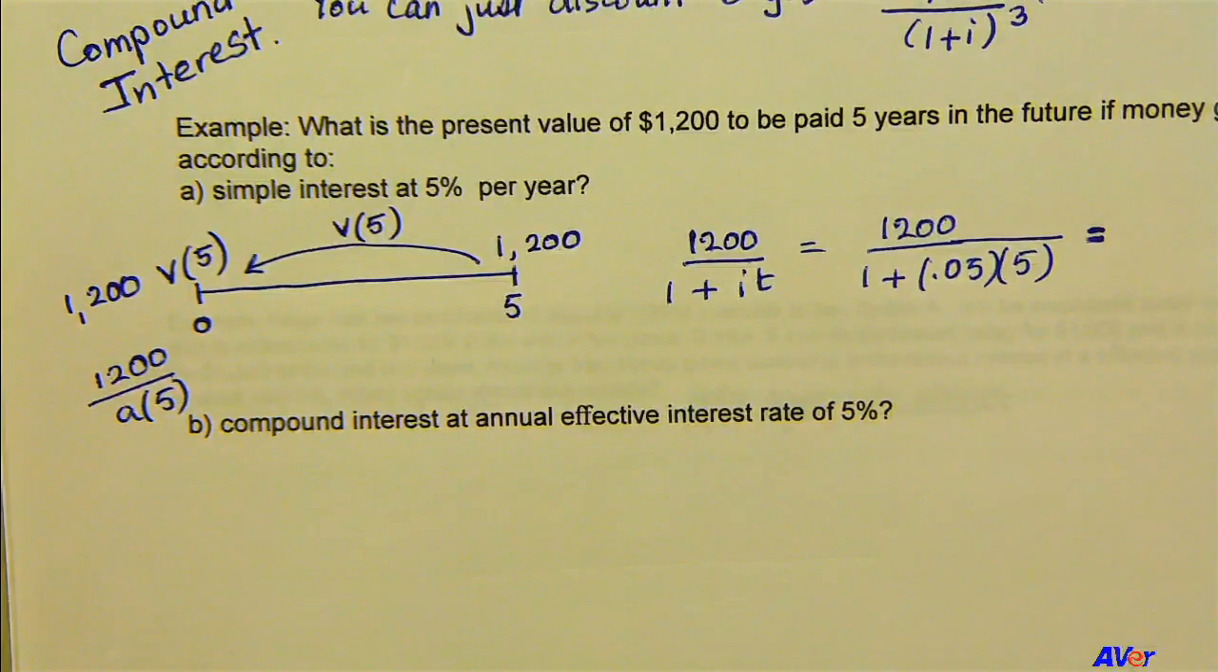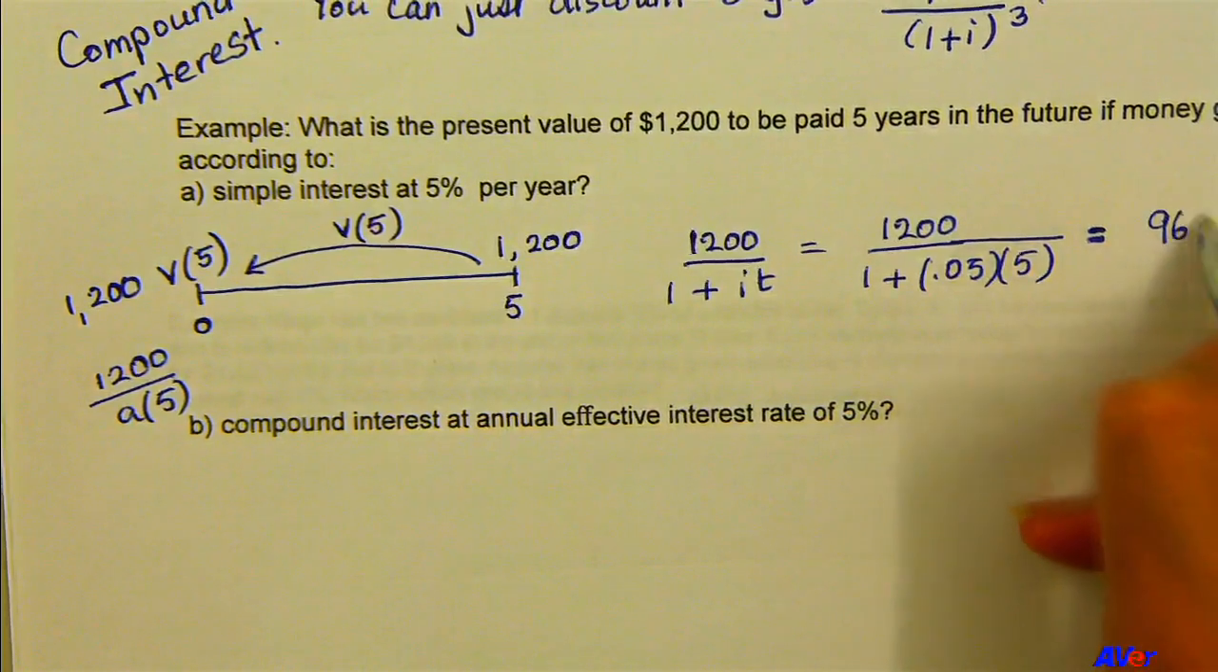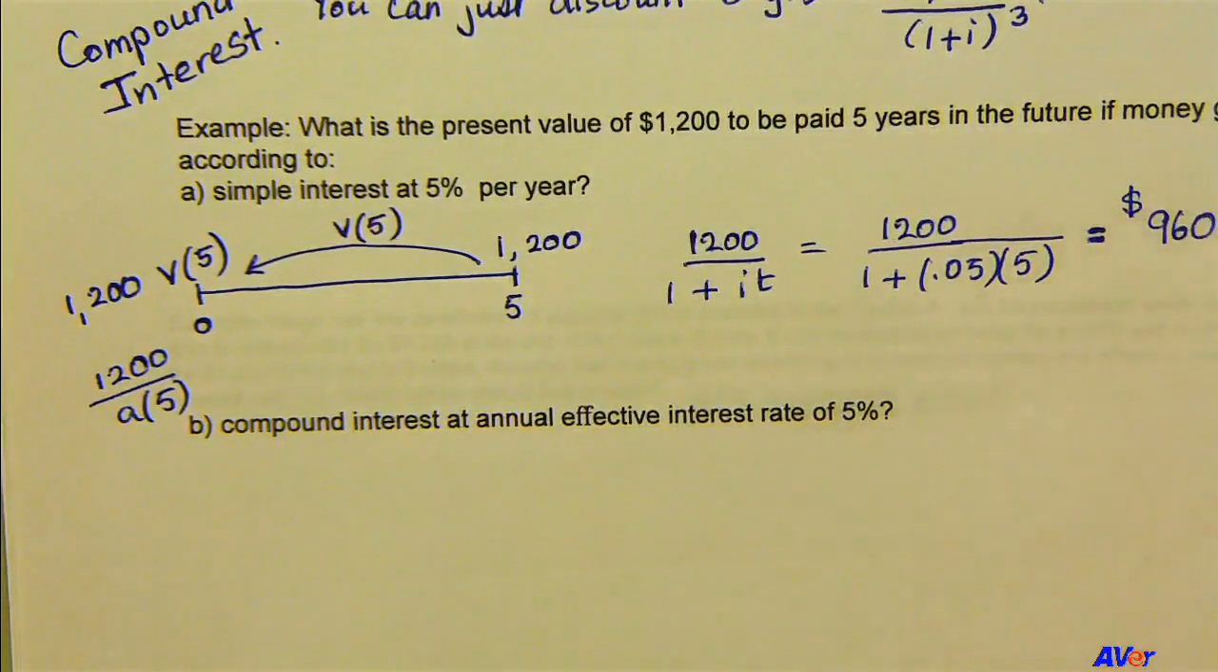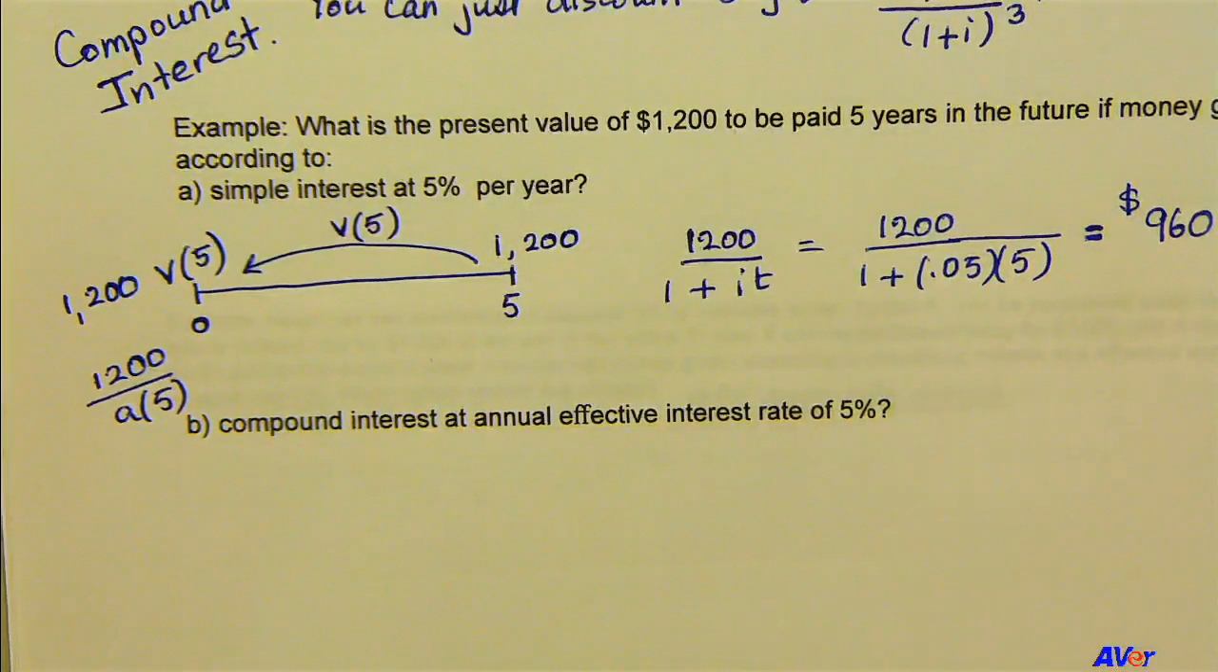So 1,200 divided by 1.25, $960. So if we were using simple interest, we would need $960 now in order to have $1,200 in 5 years. Let me know if this makes sense to you or not.